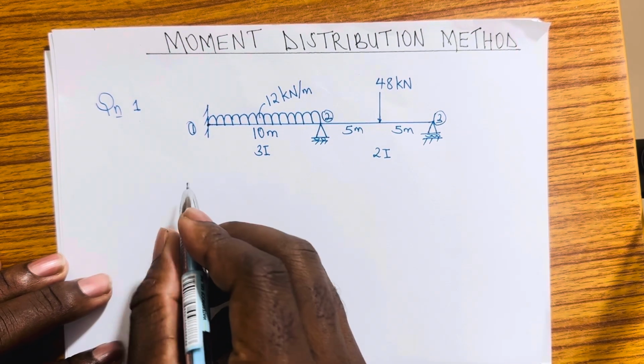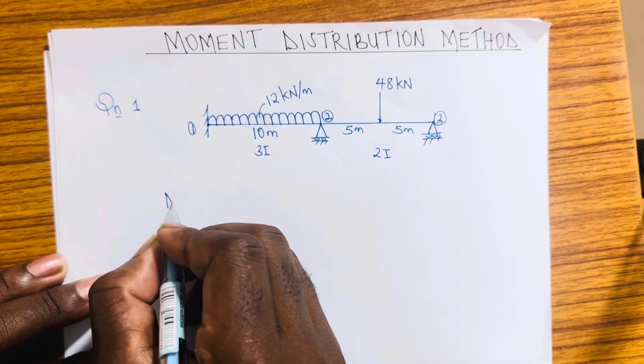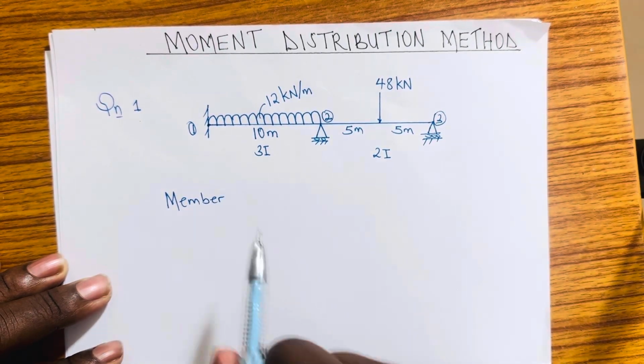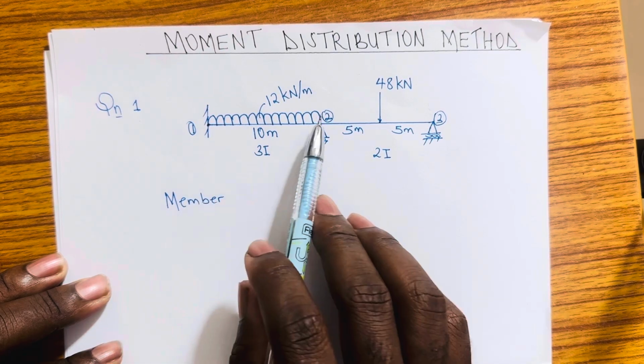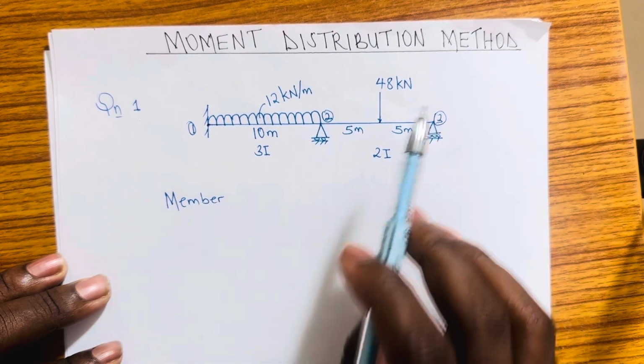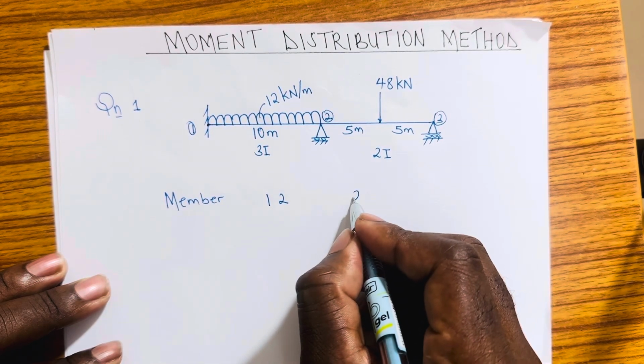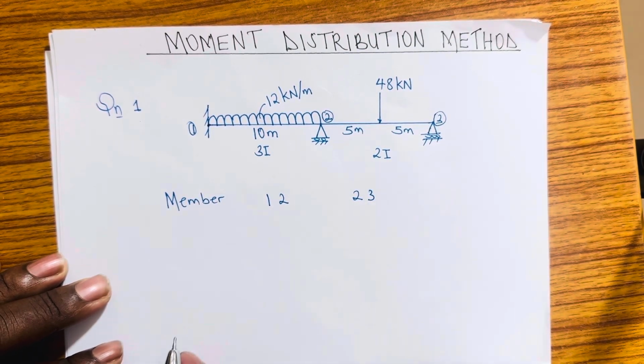And how do I get a stiffness? Straight away, let me have what I call the members. And where are the members that I have here? I have a member 1, 2, and then a member 2, 3. So I have a member 1, 2, and then I have another member 2, 3.